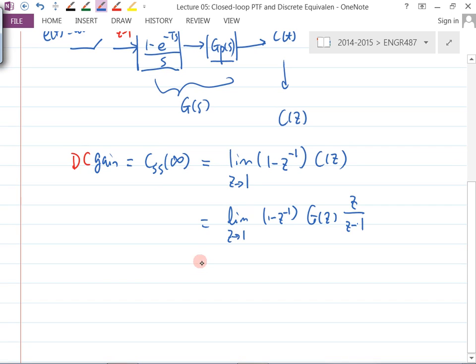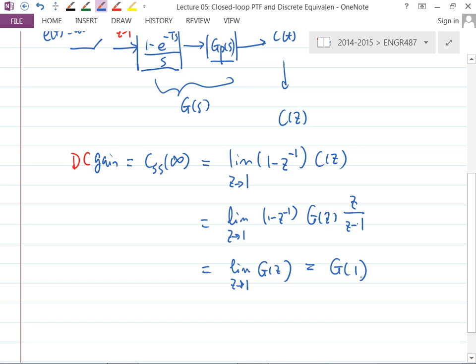Okay, so just a simple simplification here. This Z minus 1 over Z, you see, cancels this factor here, right? So basically you end up with just this one here. Or in other words, just this. That's the DC gain.